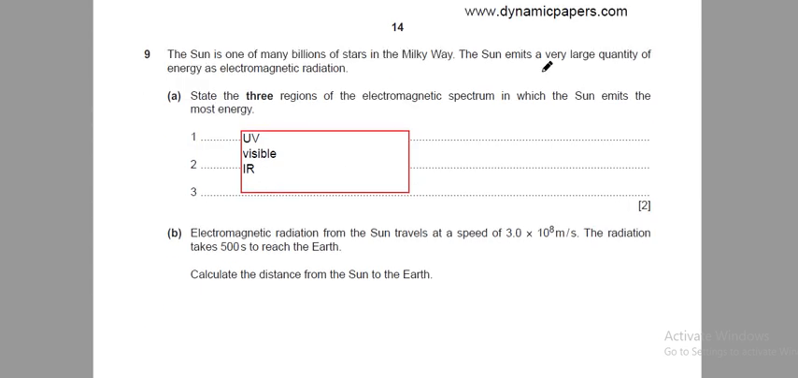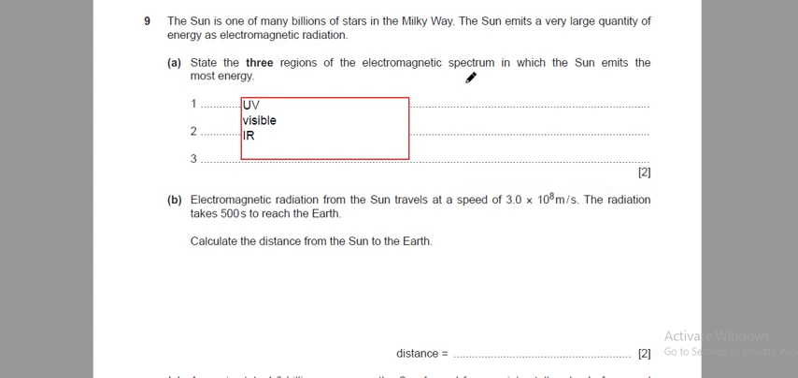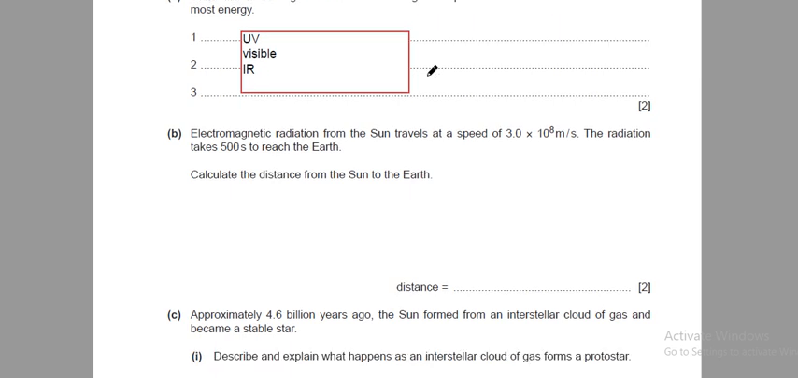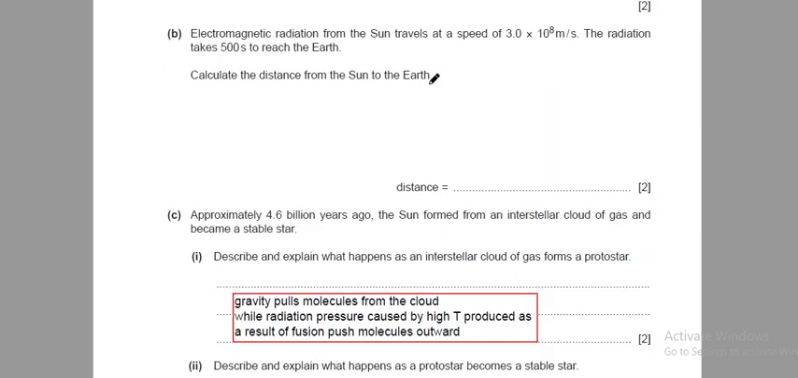The Sun is one of many billions of stars in the Milky Way. The Sun emits a very large quantity of energy as EM radiation. State three regions of the EM spectrum in which the Sun emits: UV, visible, and infrared. EM radiation of the Sun travels at the speed of light in vacuum. Radiation takes 500 seconds to reach the Earth.